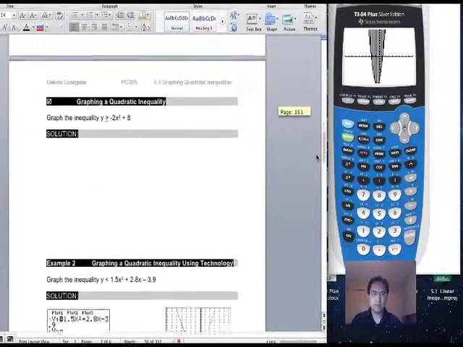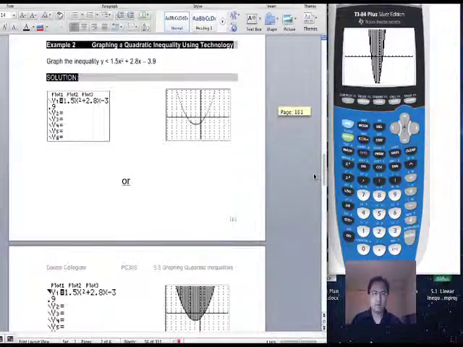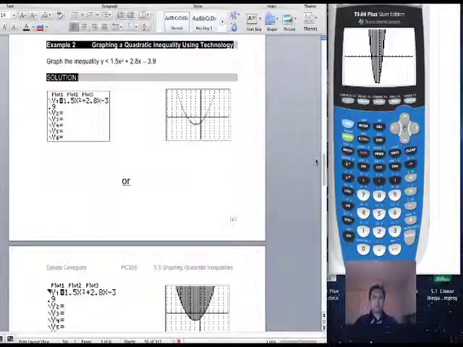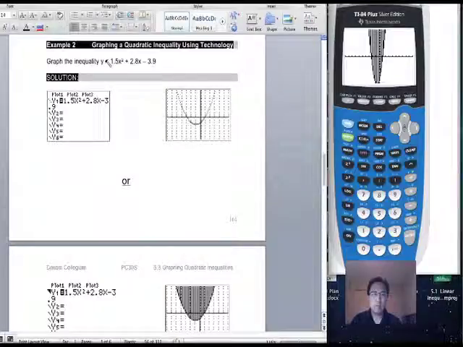Okay. Next up, we're going to take a look at graphing this using technology. Well, this is really quite simple. I think what I want to do, first of all, is change this inequality symbol to greater than. All you're going to really need to do is go to your calculator and enter the quadratic inequality. Remember this from the linear inequalities. If you wanted to shade above, you just hit this symbol pointing up.